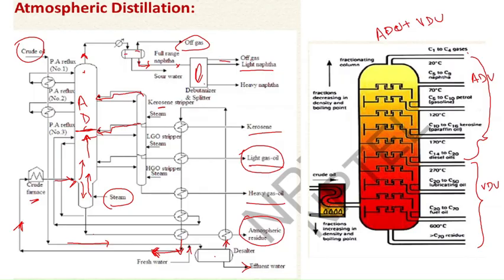So this is the lighter portion, which is C1 to C4. Then the C5 to C9 cuts are of the naphtha, then petrol, then kerosene and diesel oils. These are all produced in the atmospheric distillation unit. And apart from that, the heavier cuts such as the lubricating oils, then the fuel oils and the vacuum residue are produced from the vacuum distillation unit.